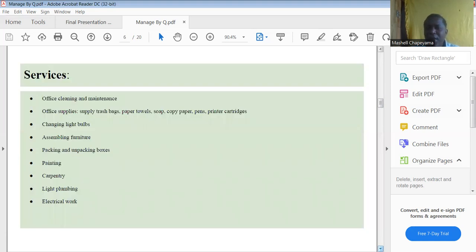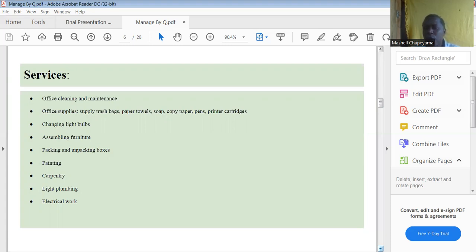What service does Managed by Q provide? It provides a whole range of services, which, as we have already discussed, are cleaning services and maintenance services. It also supplies some material to the companies or to their customers, such as trash bags, paper towels, soap, copy paper, pens, and printer cartridges. So that's an additional service they offer.